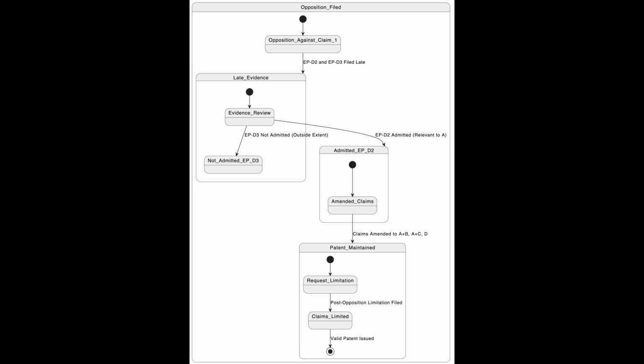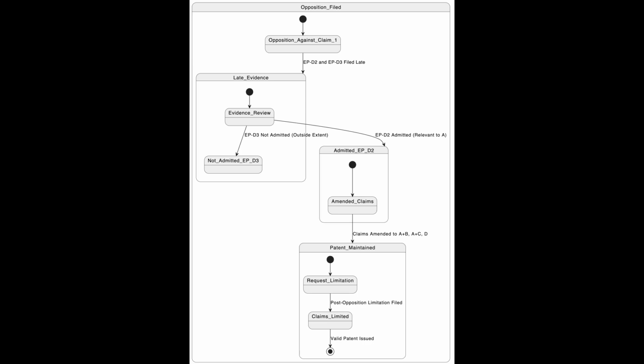Step 3. Validity of the amended patent. The amended claims will remain novel over EPD2, as neither A plus B nor A plus C are disclosed in the prior art. The patent can be maintained in amended form under Article 101.3 A EPC. However, there's a problem with Claim 3, Subject Matter D. While Claim 3 lacks novelty over EPD3, this claim cannot be deleted during opposition because it is outside the extent of the opposition, as established by G9/91.